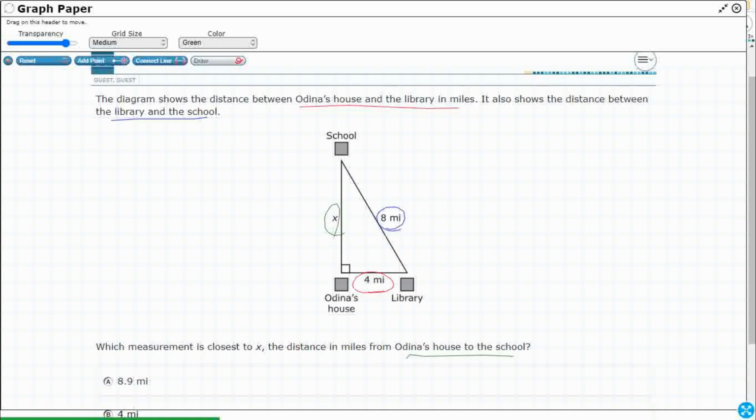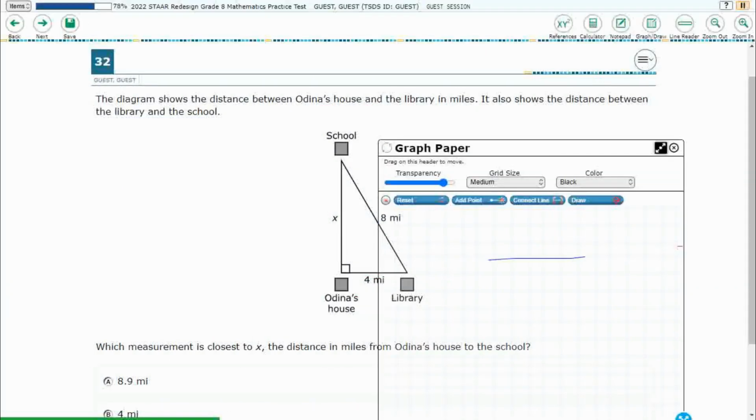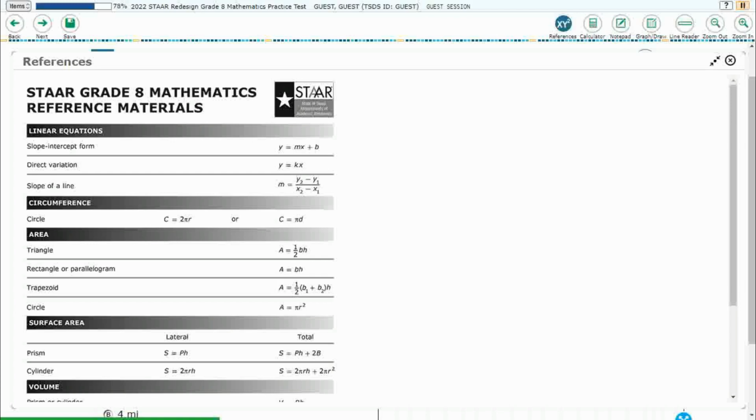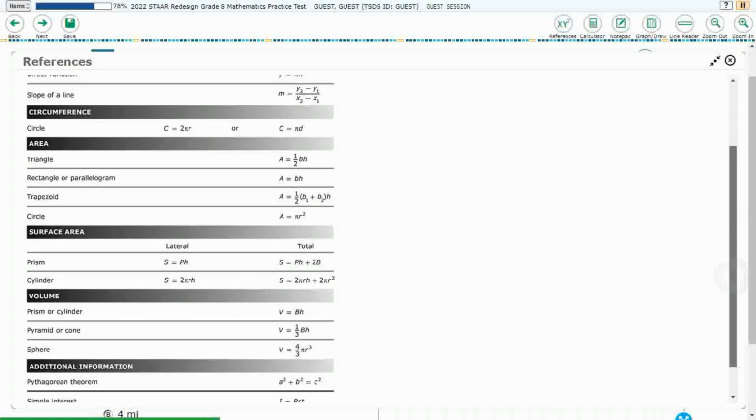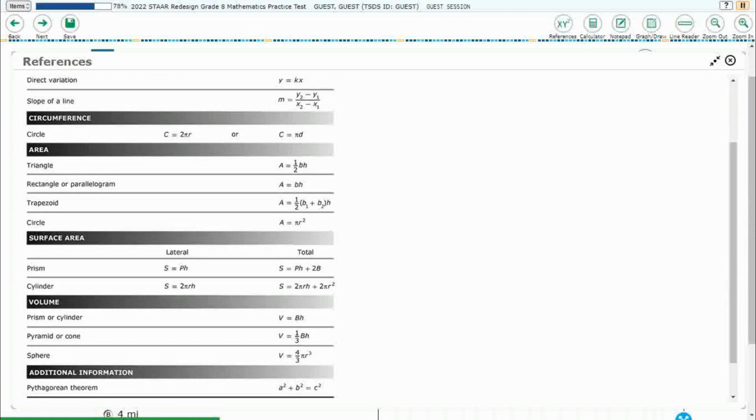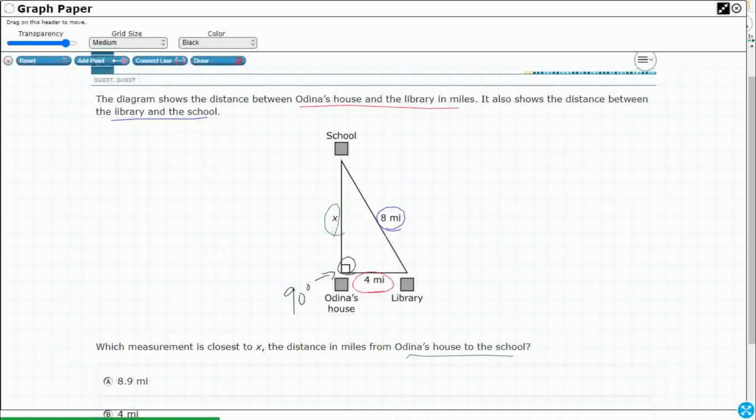But other than those random places they're going to put, the most important thing that we can do here is notice that's a right triangle. This right there gives us that hint visually that it is a 90-degree angle, and when we see a right triangle in the 8th grade, we should automatically think of the Pythagorean Theorem. So we're going to scroll all the way down here in case we forget it. It's right at the very bottom of the screen. Additional information, Pythagorean Theorem, a squared plus b squared equals c squared. It's with right triangles, and that's exactly what we have.